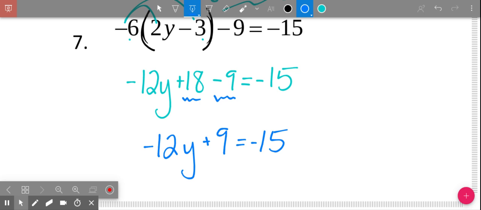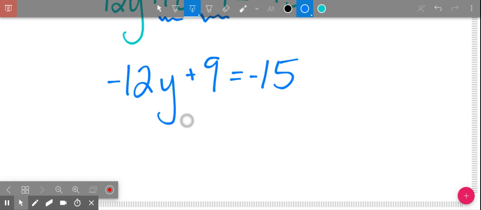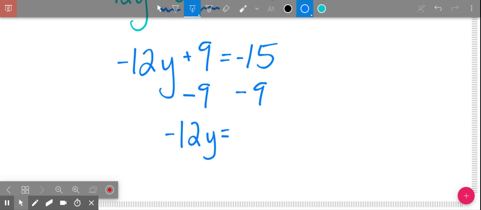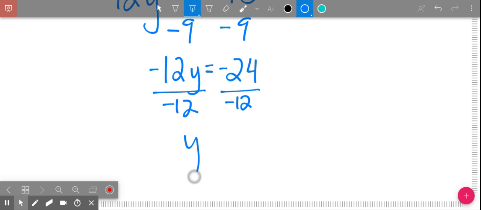Now we can just treat this like a problem we did on our last set of notes where we got to get that y all by itself. So we're going to subtract 9 from both sides. I'll get negative 12y is equal to negative 15 minus 9 gives me negative 24. Remember, if you have any questions about these, please make sure you're asking. Hit pause, ask me a question before you move on. And then our very last step, that negative 12 is still with a y, so we need to divide it out. And I'll get y is equal to negative 24 divided by negative 12 gives us a positive 2.